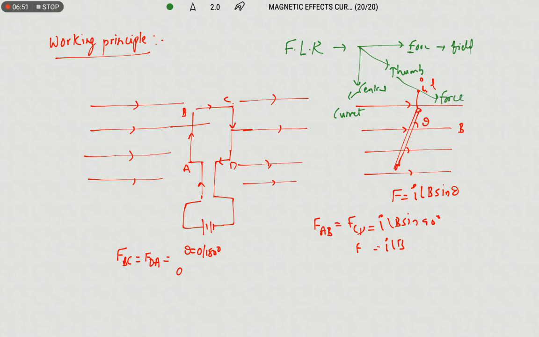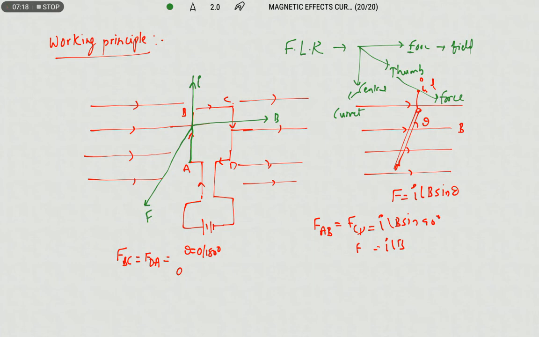Now let us apply the same FLR to the coil. So arm AB and arm CD. Let us see. This is the direction of the current in AB and this is the direction of the magnetic field, and then the direction of the force acting on the arm AB will be downwards. So these are three perpendicular axes.